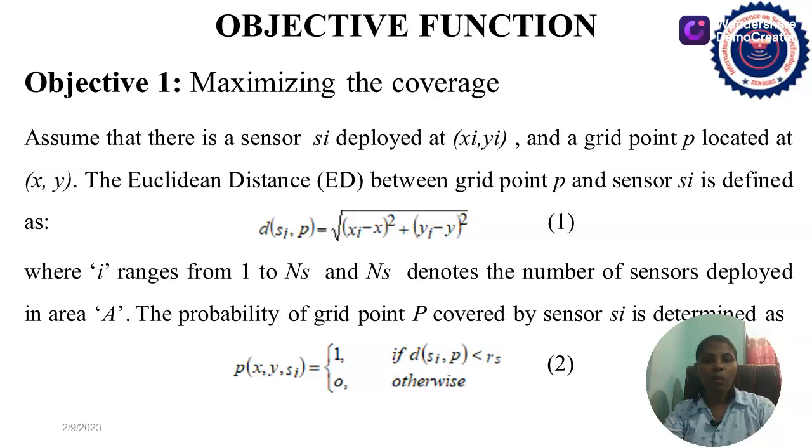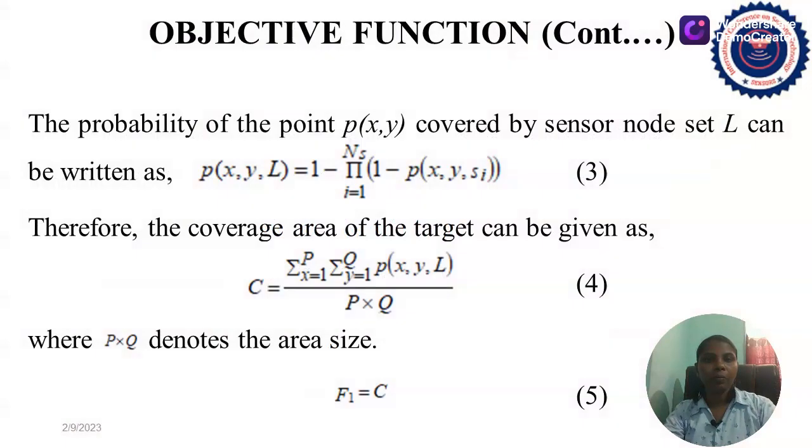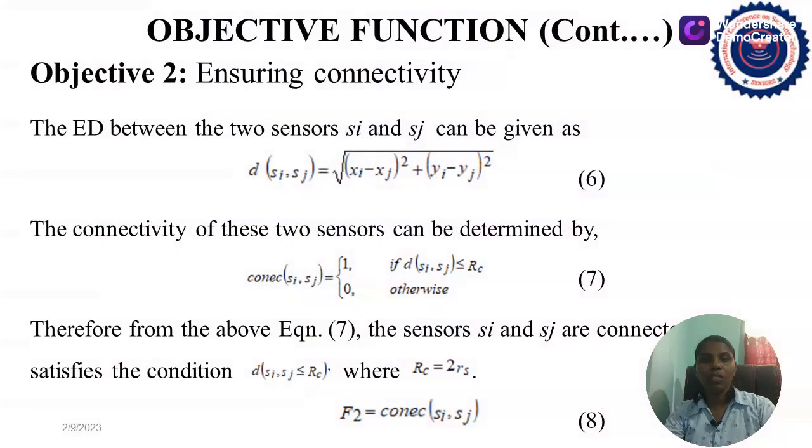And the next one is ensuring connectivity. It's also based upon the equilibrium distance. So connectivity, how to ensure connectivity, what is the objective function.